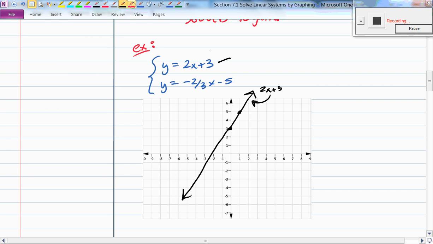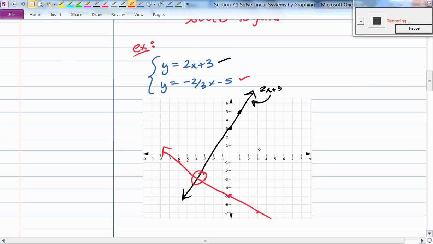Then I'm going to choose a different color and graph this one, negative 2/3 x minus 5. So here's negative 5, and then I go down 2 and over 3. I did that right. Now I would draw a line, and I'd see something like this. That's a pretty bad indication of what's going on there, but anyways, we see that somewhere these lines meet.